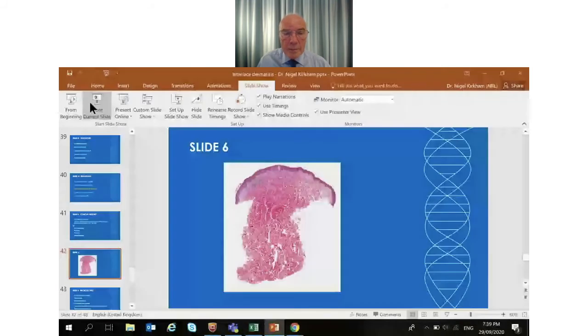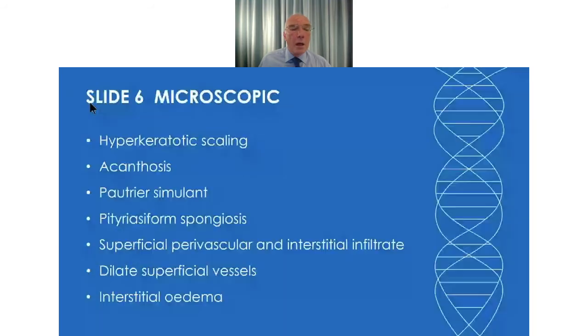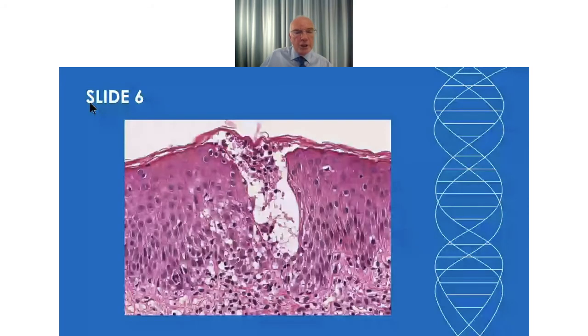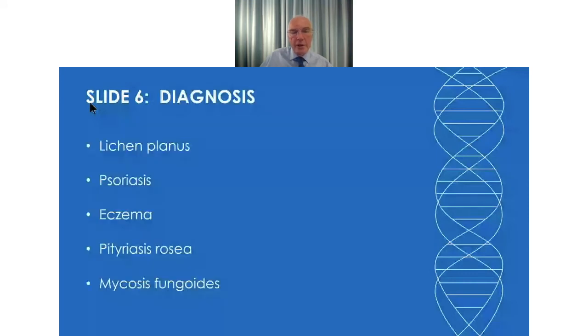So go back to the PowerPoint from last time. In some of the sections, I did see a little bit of scaling. There was acanthosis. There was this Potter simulant spongiotic lesion and a dermal infiltrate, some edema. There we can see the lesion.